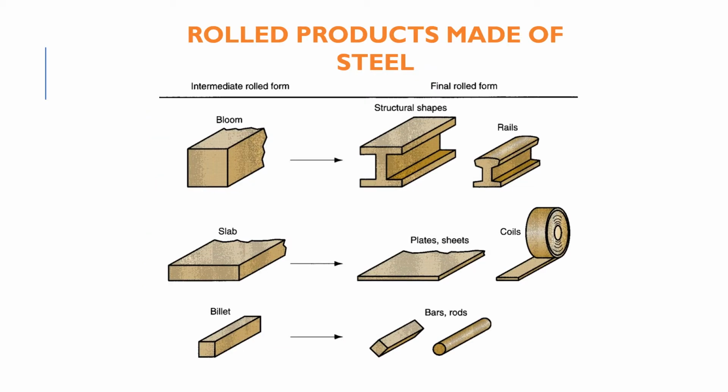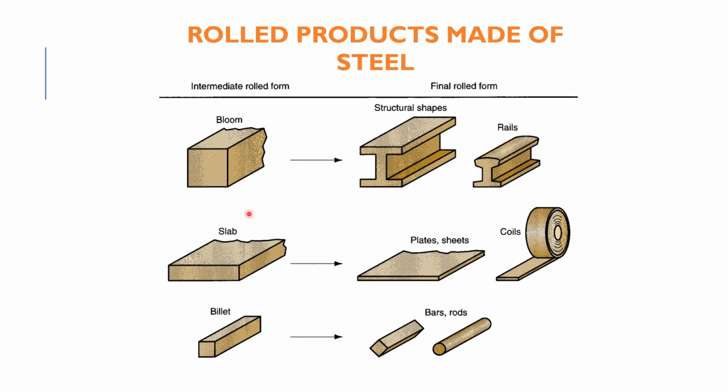Let us look into some of the products that are produced through the rolling process. For example, the starting material here is bloom. It is square in shape, and once it's done, it will become a structural I-beam like this one, or it can also be produced into railway rails.